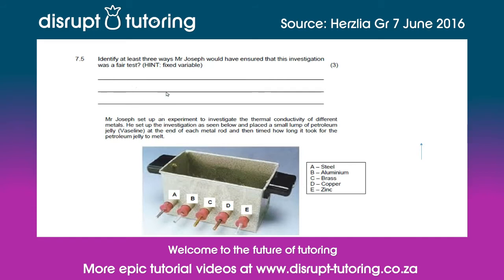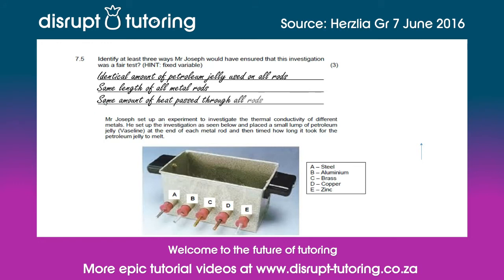So when we look at this, we can tell that one of the ways that he could have ensured that this was a fair test was to make sure he used an identical amount of petroleum jelly on all the rods. Okay, another way would be ensure that he used the same length of all metal rods, that none was longer or shorter than the other, and finally that he used the same amount of heat to pass through all the rods.